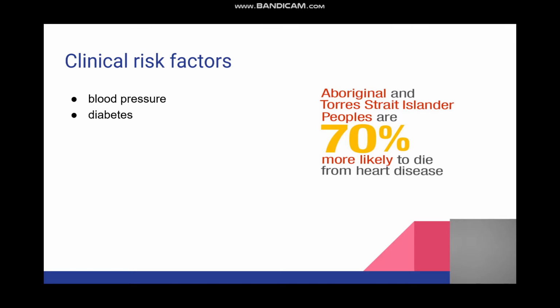The second clinical risk factor is diabetes, with 13% of adult Indigenous people having diabetes, 3 times more than the rates of non-Indigenous Australians. Of those who are diagnosed with diabetes, 60% had a high blood sugar level, indicating that they have poor health condition, while 14% did not even know they have diabetes.